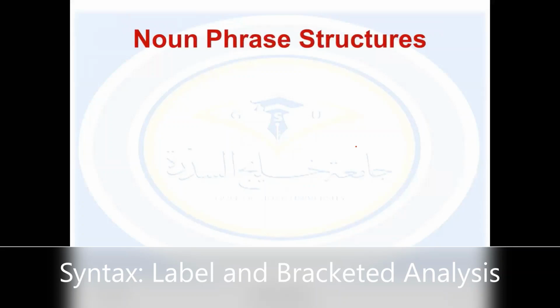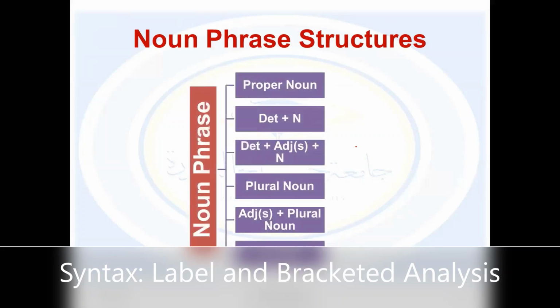The second structure is noun phrase structure. Okay, we have some different noun phrase structures, about 6 of them. The first one is proper noun. So the structure of the noun phrase can include a proper noun.